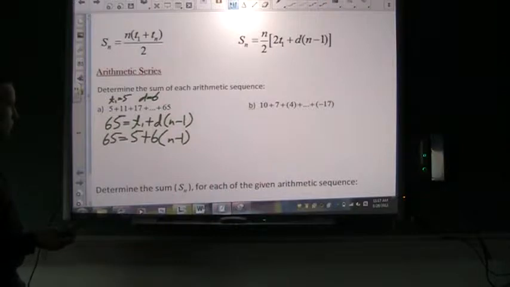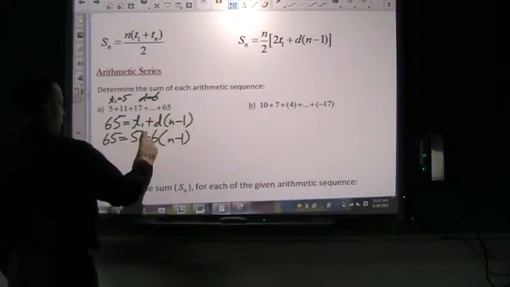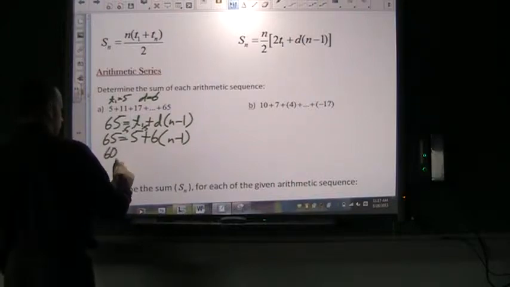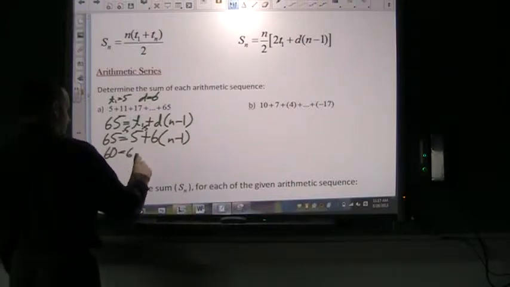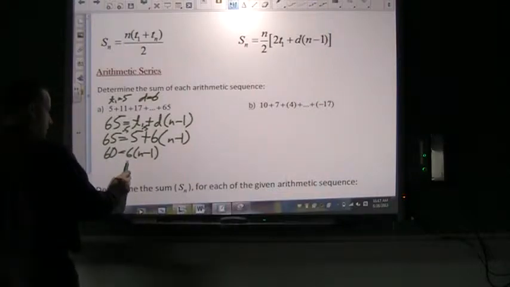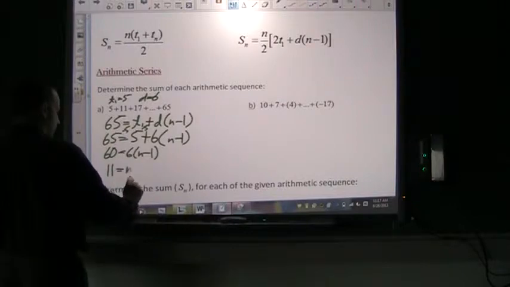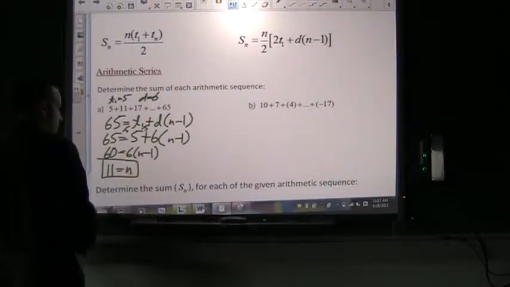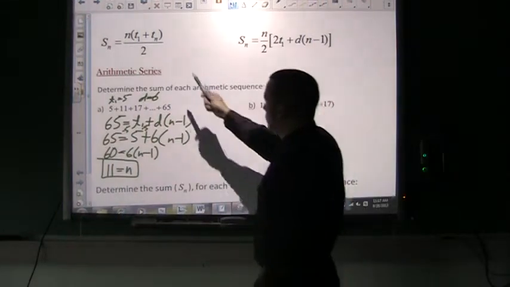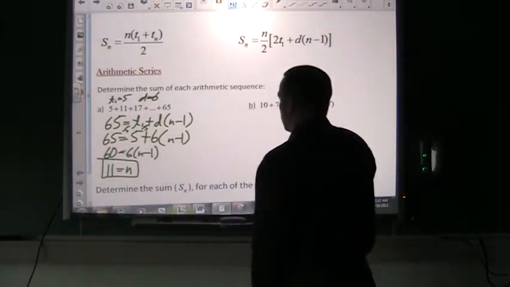Now, I'm going to let you do the algebra work yourself. I'll do it really quickly here. Divide both sides by 6, you get 10. 10 is equal to n minus 1, so you get 11 is equal to n. Now I can fill that into this formula right here.